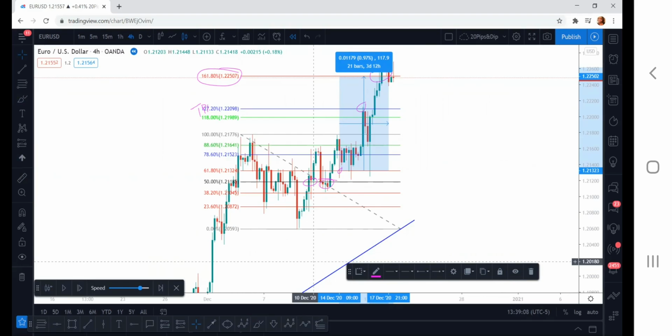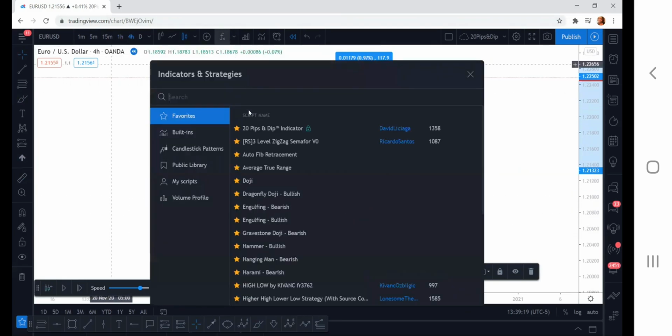So, you know, price tends to get that full 100% move. Sometimes it'll reverse and sometimes it'll hit that continuation. So just keep in mind the market structure, and I can show it to you using my indicator.